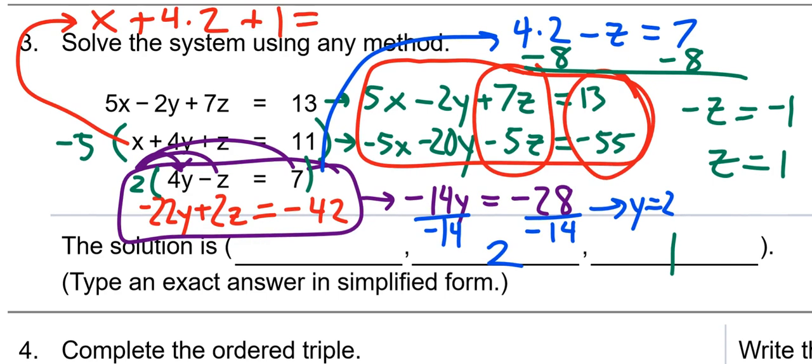What is 4 times 2 plus 1? 9. It's true. Whoa. Is 9 a big number? Okay. Alright.